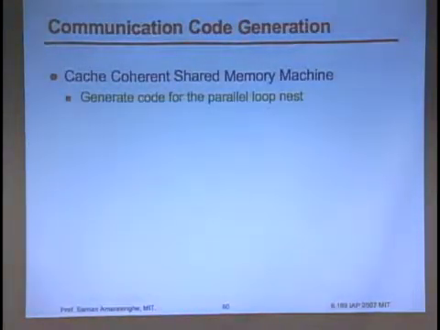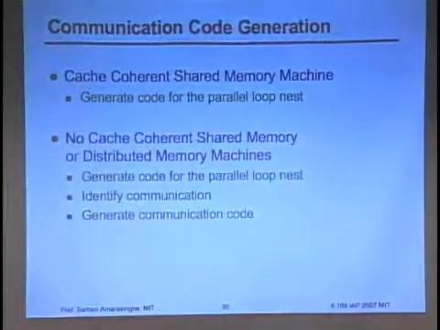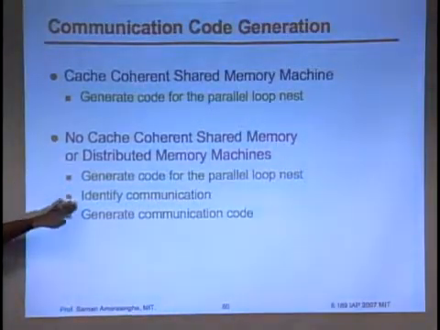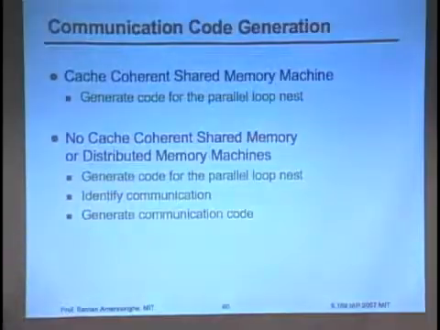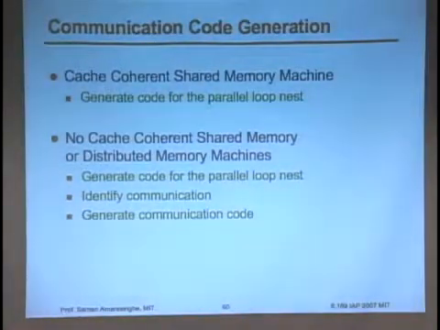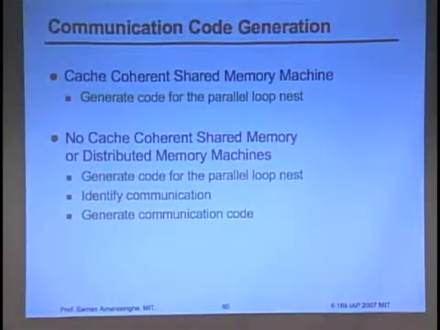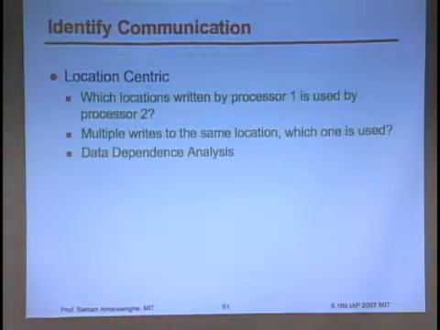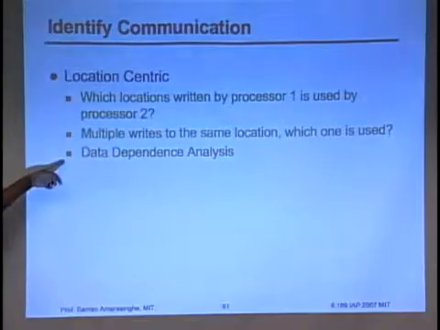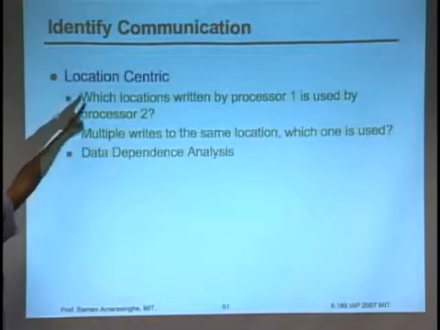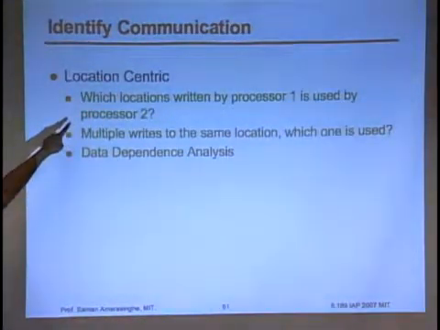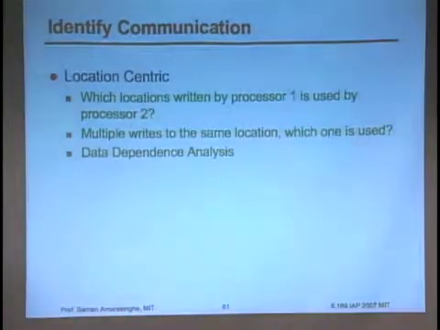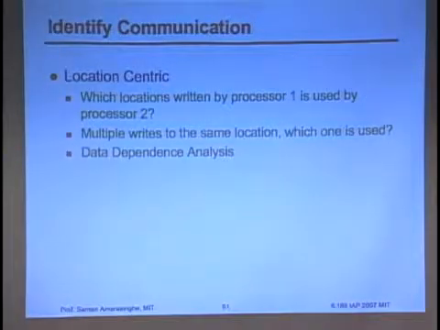But as we all know, in something like Cell, if you have no cache coherent shared memory, or distributed memory, you have to do this one first. Then you have to identify communication, and you can generate communication code. These have an additional burden here. Till now, in data dependence analysis, what we looked at were location-centric dependencies: which location is written by processor 1 and used by processor 2. That's a very location-centric view.